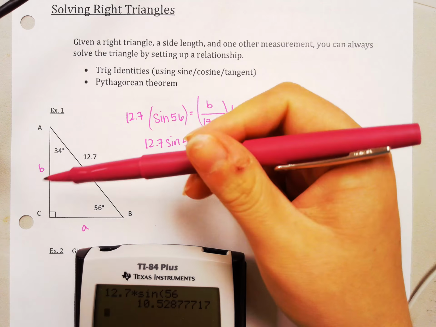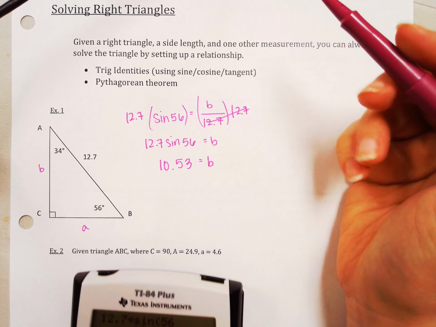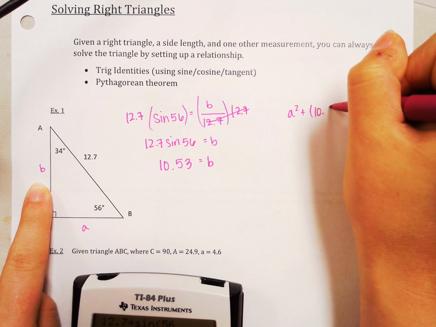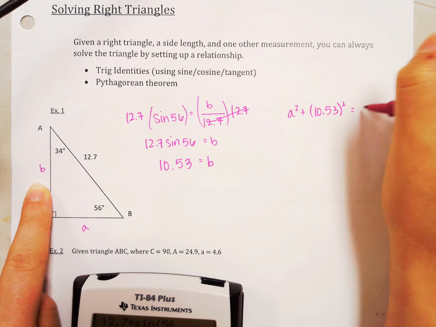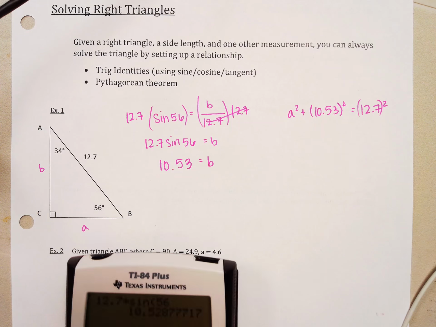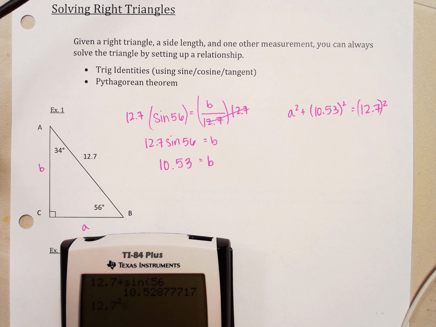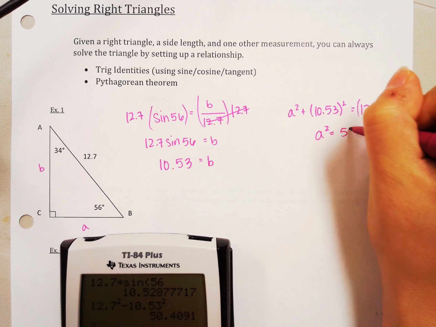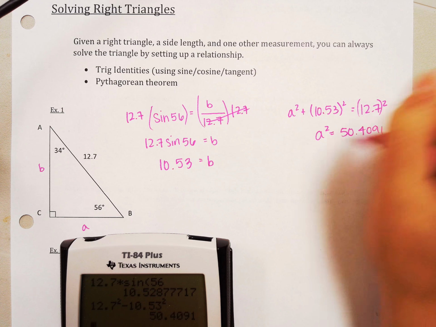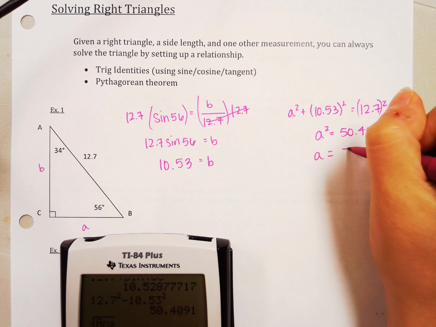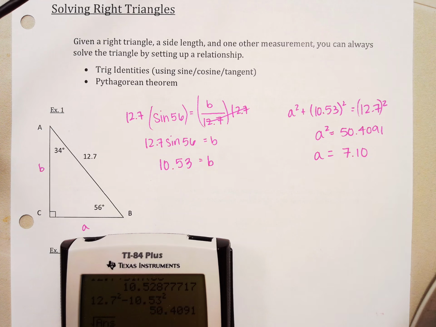And again, we could use the Pythagorean theorem to find our missing length now. Like this would be a squared plus b squared, where 10.53 squared plus a squared equals 12.7 squared. Or we could set up a different trig identity. Either way, we'll get the same answer. So I'm getting that a squared is 50.4091, which means that A is 7.10 approximately.